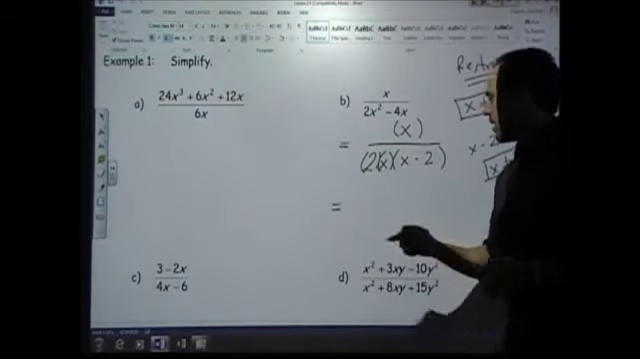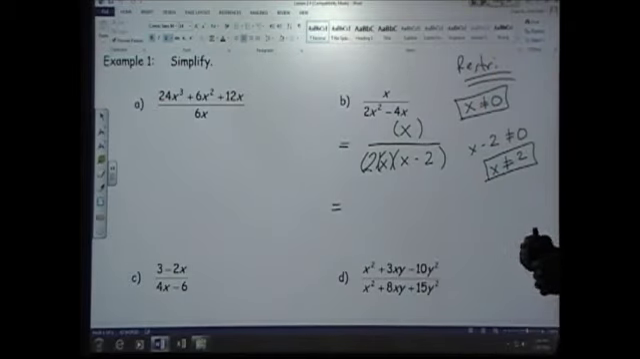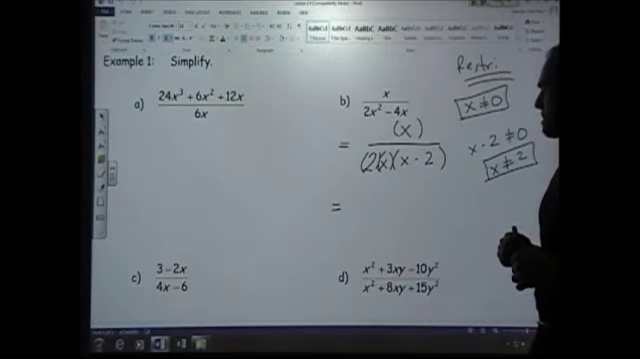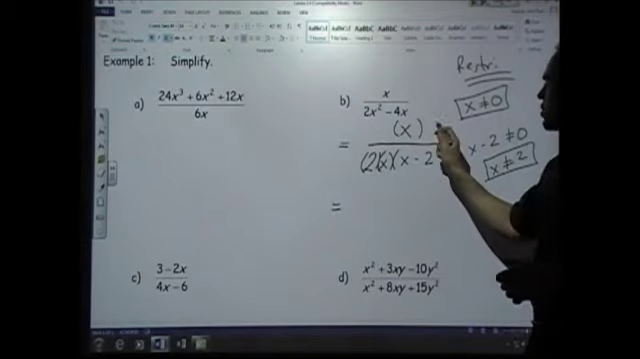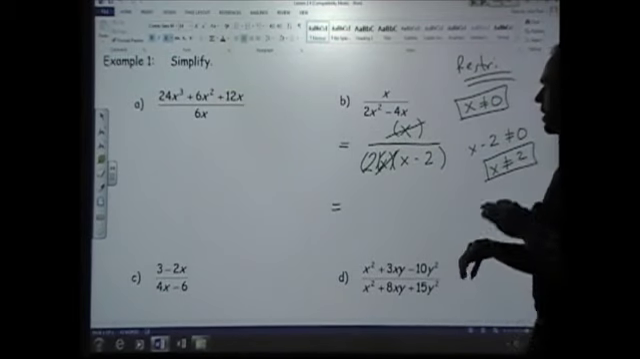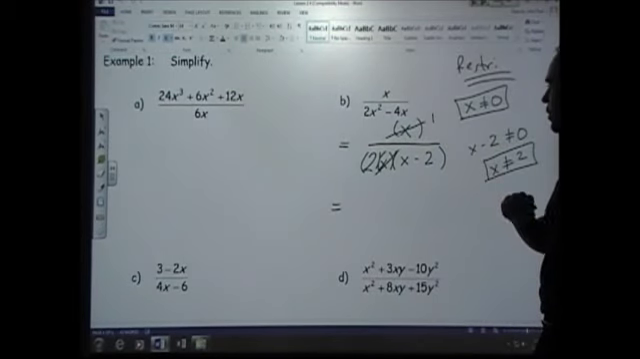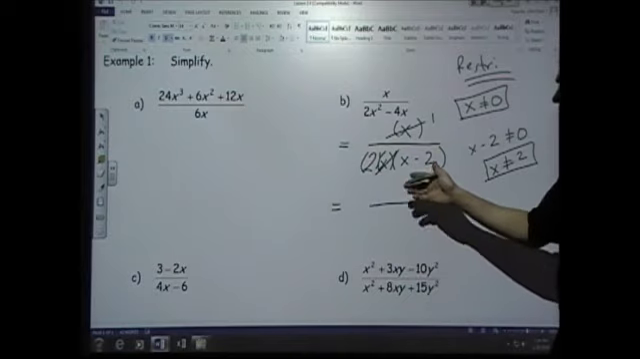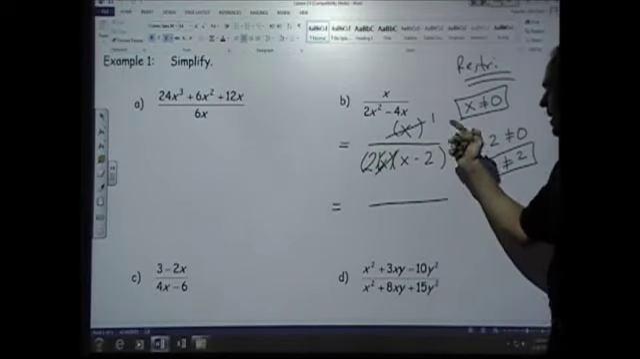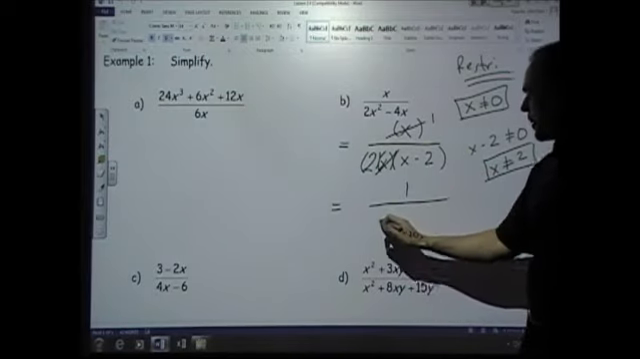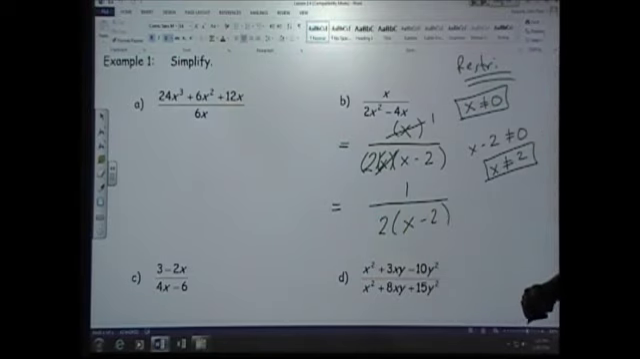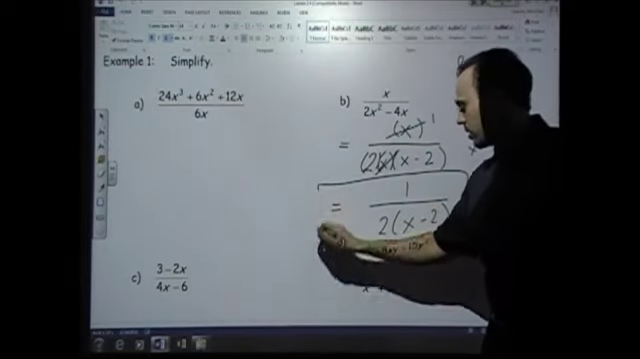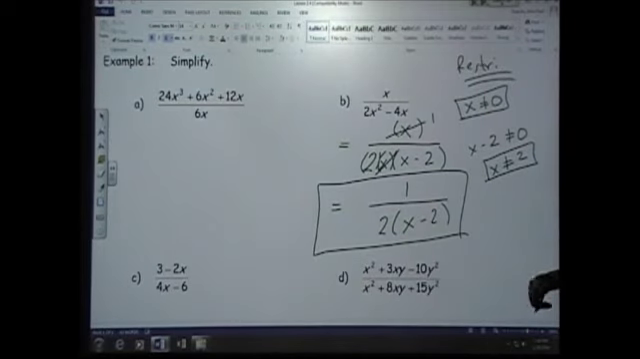Anyways, continuing on, now I can cancel out any like terms. In this case, this is all multiplication on the top and the bottom. So x divided by x is just 1. I'll have to write the 1 up top. You can't write 0, it's 1, x divided by itself. So 1 is left at the top, and on the bottom is just 2 times x minus 2. And this is the final answer, the most simplified version of that.